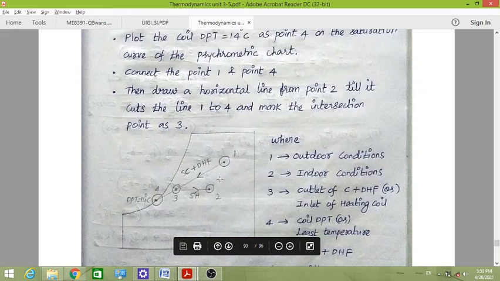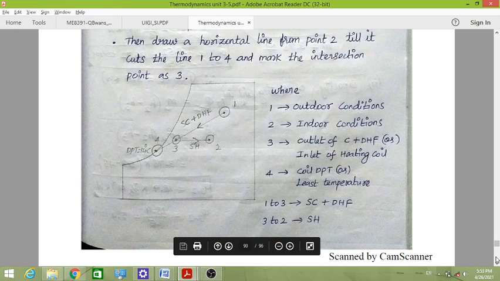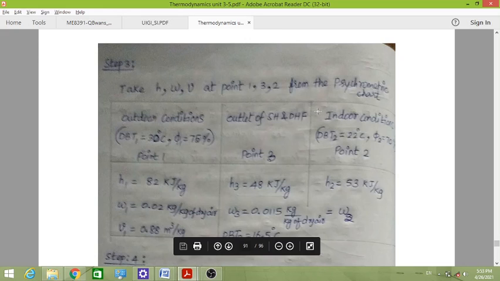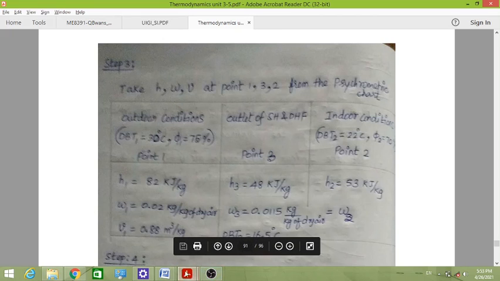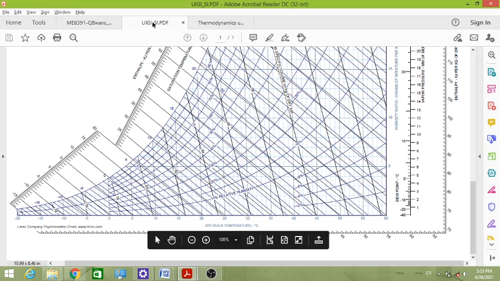So by this identification of points, we can directly take all the values from the psychrometric chart. So we'll go back again to solving the problem. Take H, W, and v at points 1, 3, and 2 from the psychrometric chart. Outdoor condition DBT 35, 75, point number 1, H value is 82. How? We need to go to this chart. If you park point 1, you can go to this line to get enthalpy, the last line.